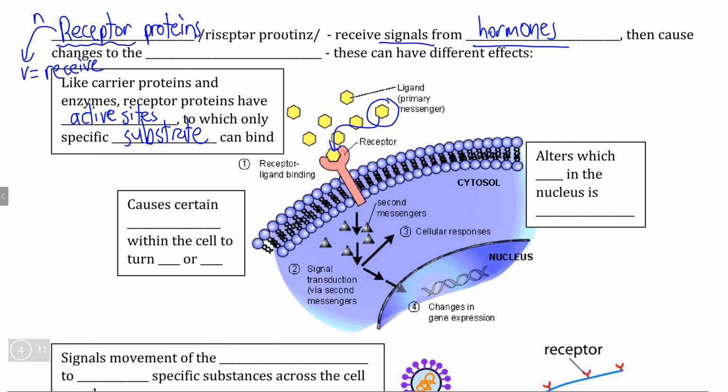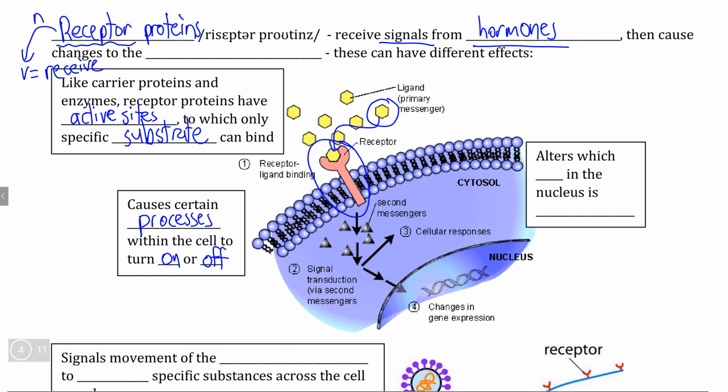Now, that's where the similarity of receptor proteins to carriers and enzymes ends, because the function of a receptor protein is to affect which processes that are occurring within the cell are active and which processes are inactive. Now, the chemical processes that are regulated or controlled by receptor proteins depend on what the hormone is, what the receptor is, and even what type of cell it is.